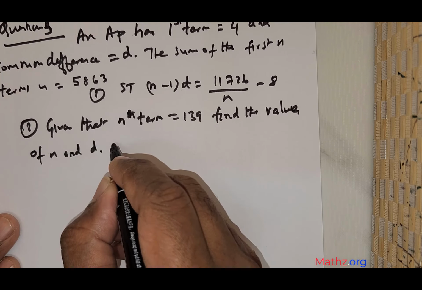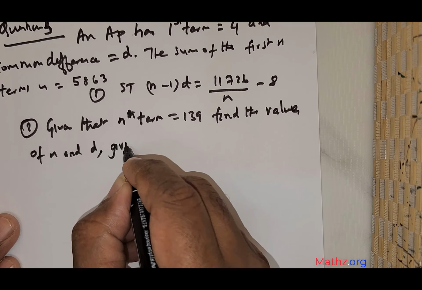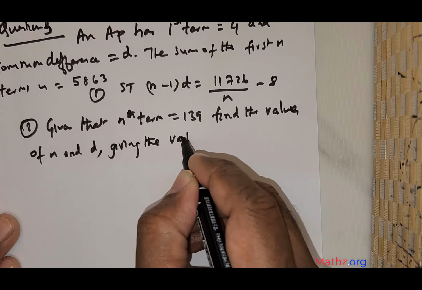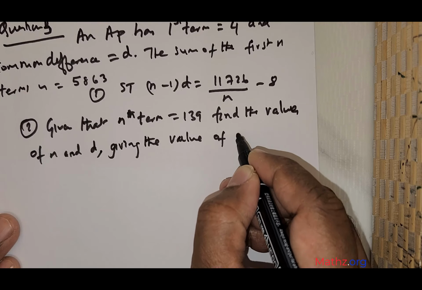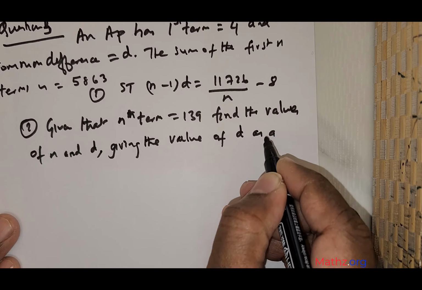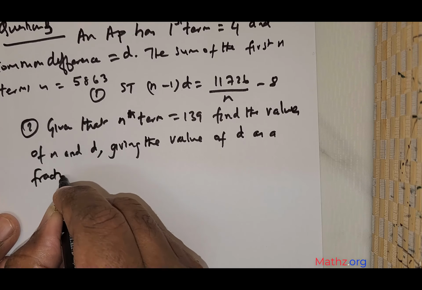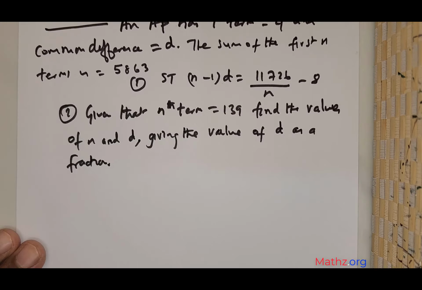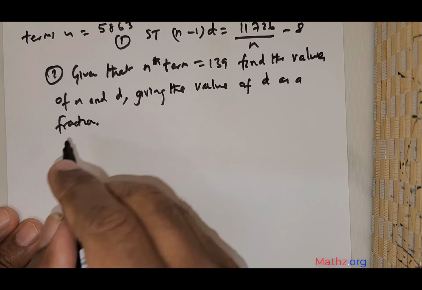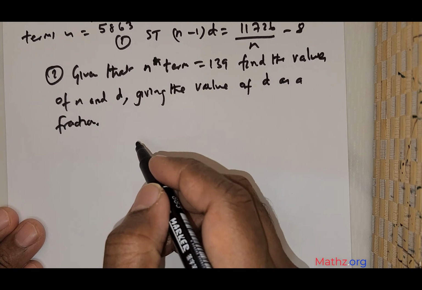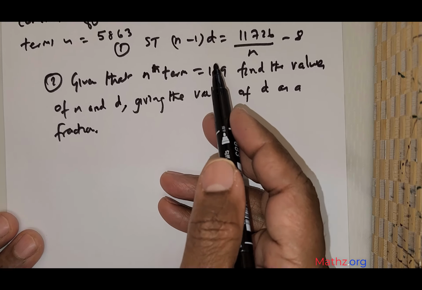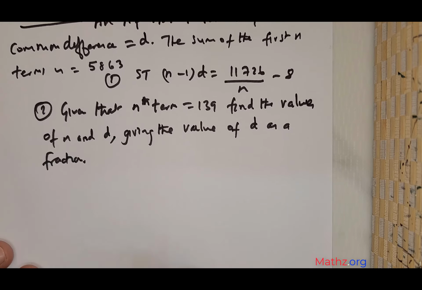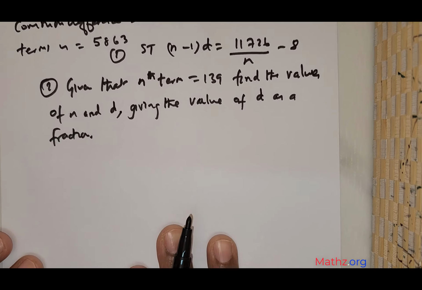And then it continues, saying to give the value of D as a fraction. So this is how the question is created. Now we will start out with the first one. It says that the AP's first term is 4 and the sum is given as 5863.